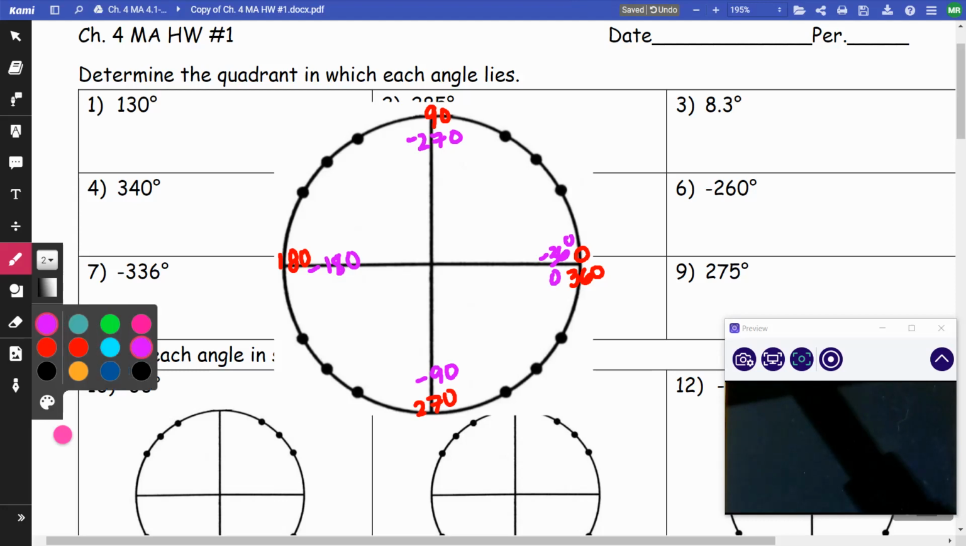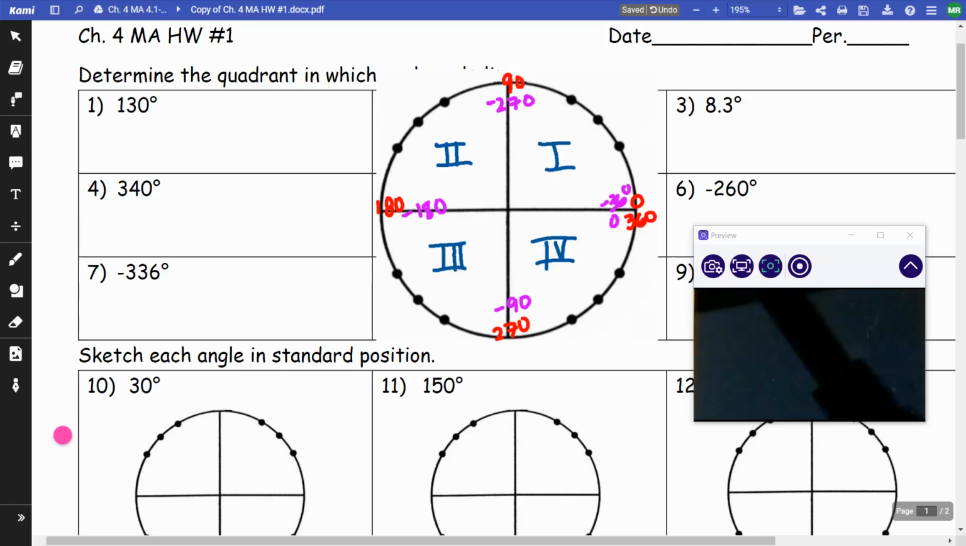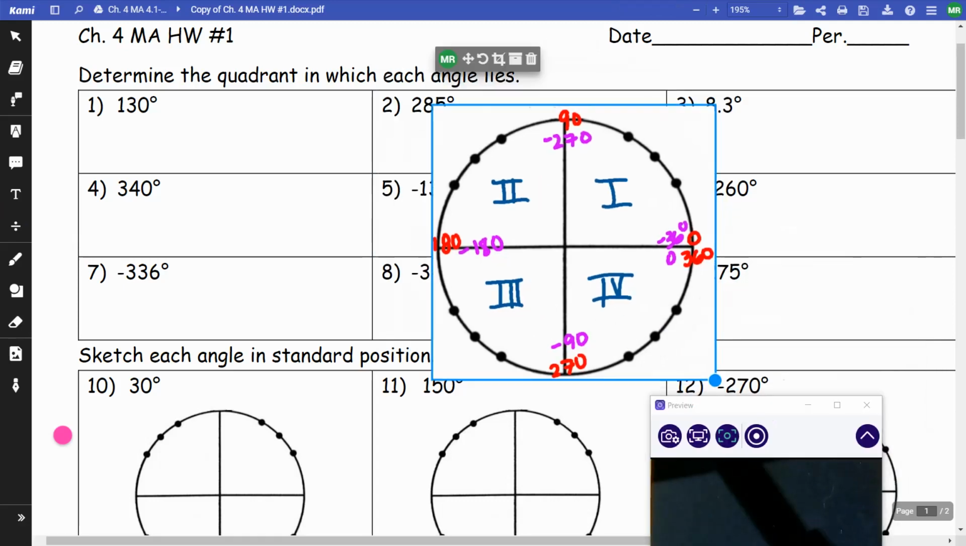Also, we need to understand that this is considered quadrant 1. This is considered quadrant 2. This is considered quadrant 3. And this is considered quadrant 4. So when we are trying to do these problems, I'm going to just reference this unit circle.